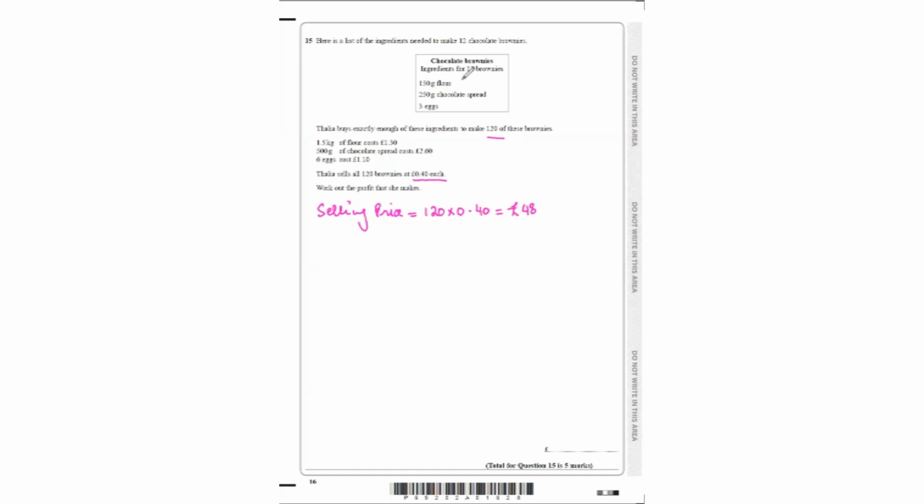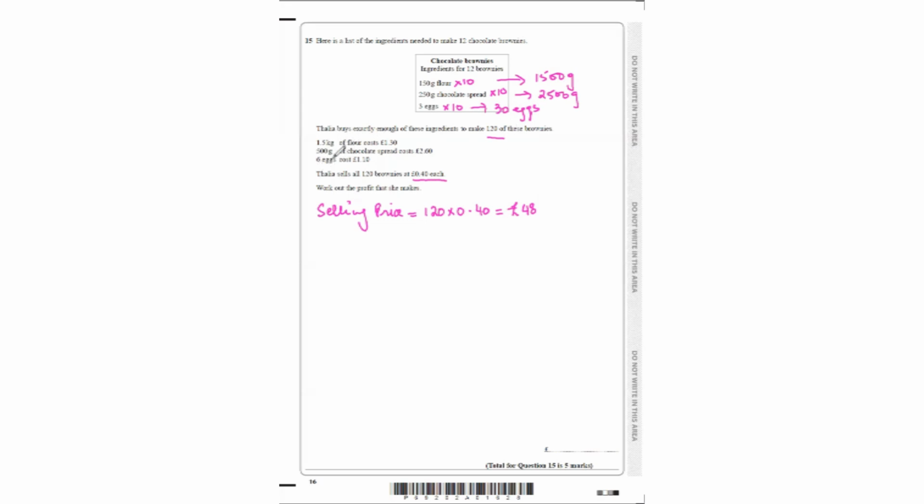Now, they have given us the ingredients for 12 brownies, and she's going to make 120 brownies. So that means we're going to multiply all of these quantities by 10. That will give us the ingredients that we need for 120 brownies. So for flour, it's going to be 1500 grams. For chocolate spread, it's going to be 2500 grams. And for eggs, it's 30 eggs. So this is what we need to make 120 brownies.